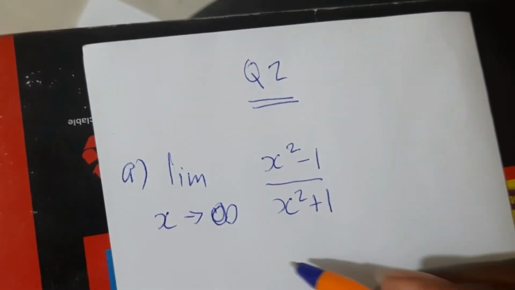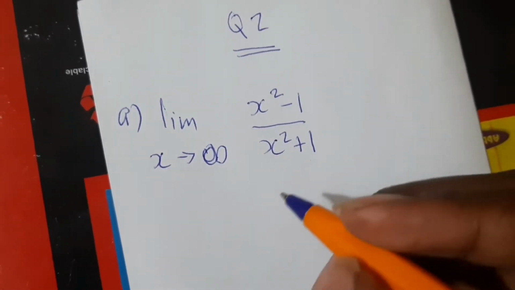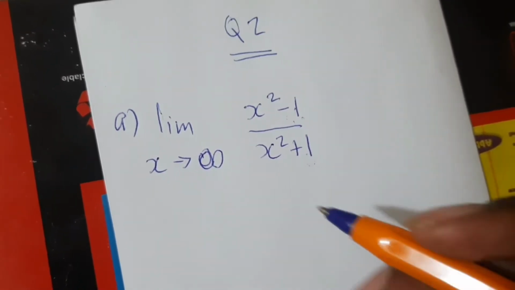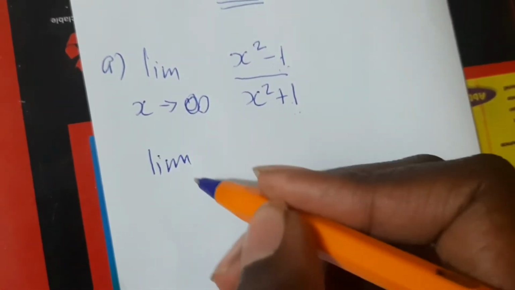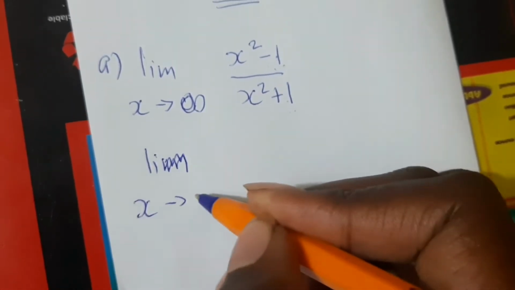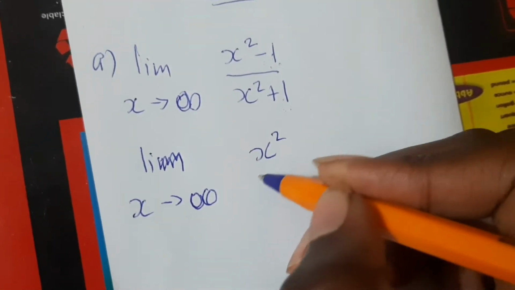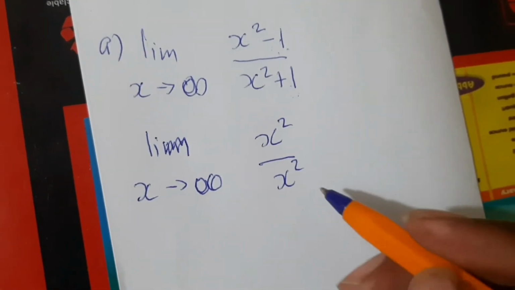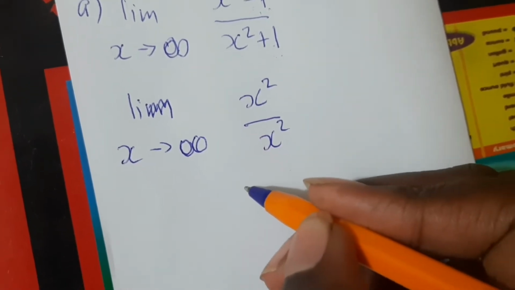What we're going to do is only consider the x's with the highest degrees, and we're going to completely ignore the minus 1 and the plus 1. So we're going to have the limit of x to infinity of x squared over x squared. At this point, we're going to replace the x with infinity.